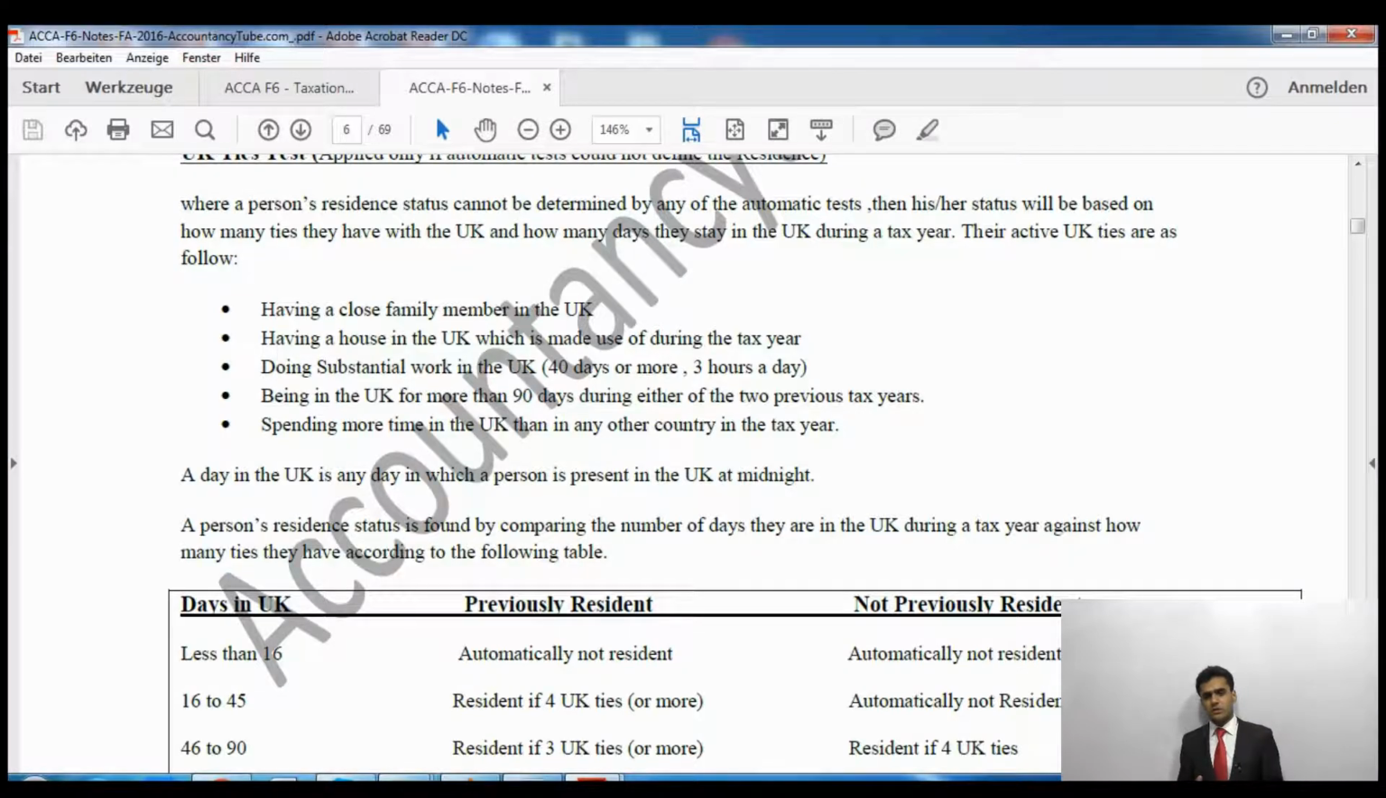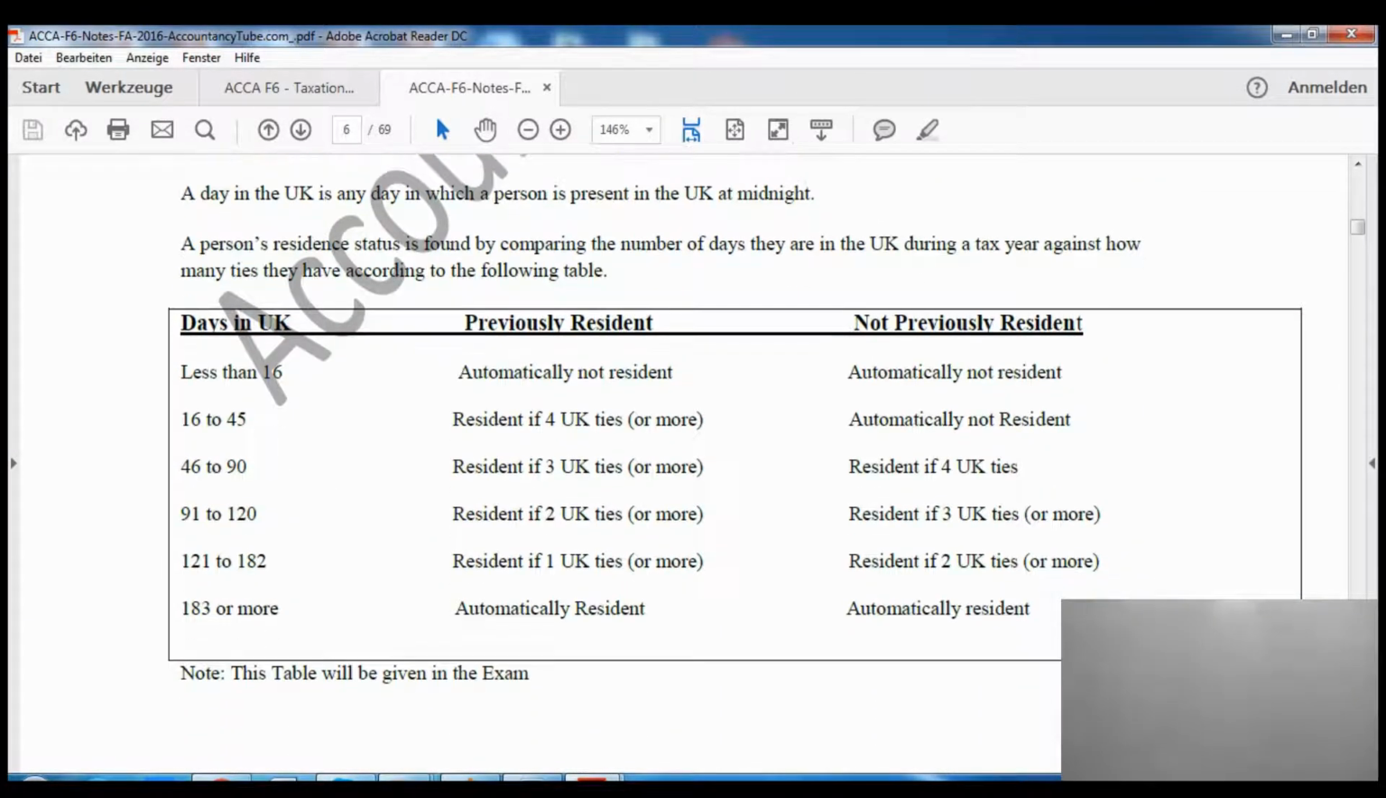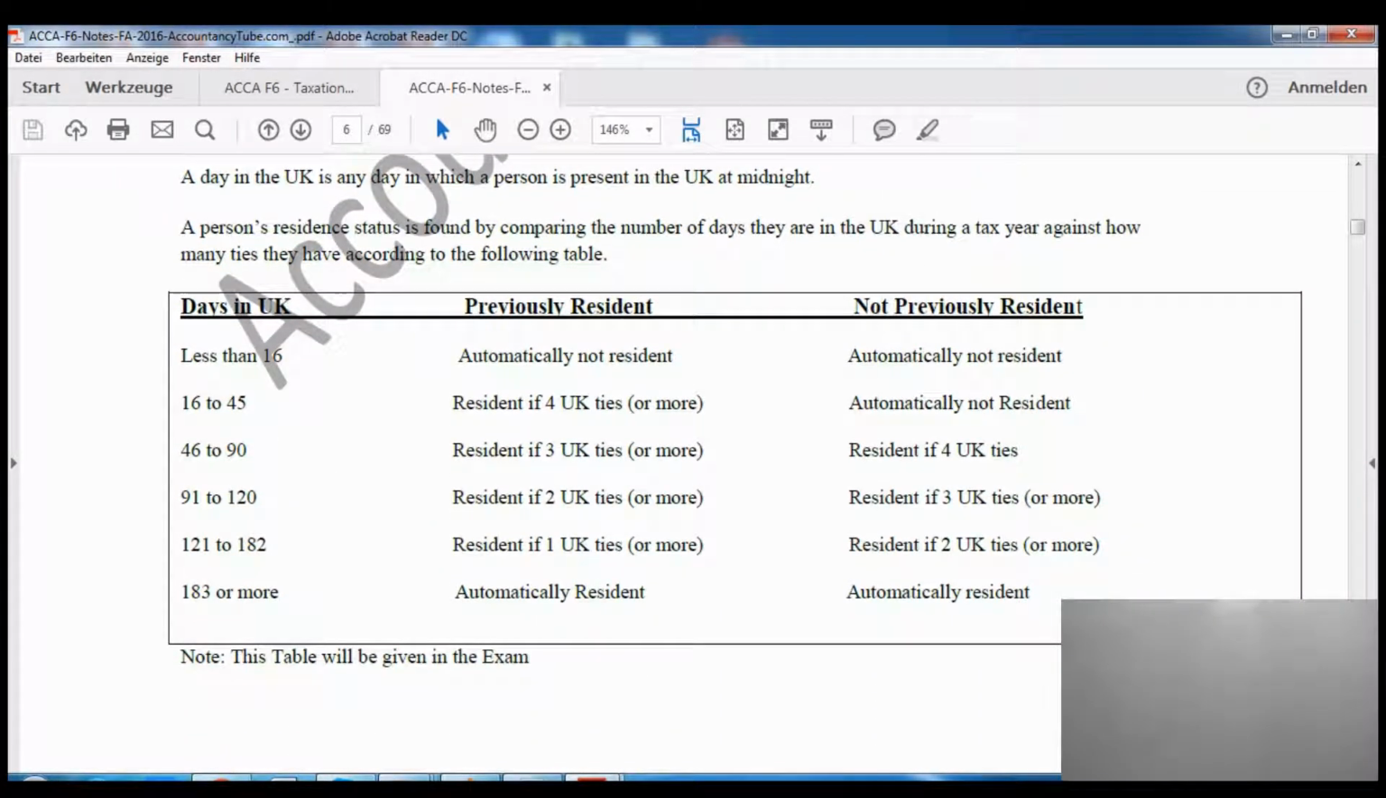These are very, very important as far as the exam is concerned, so you will definitely see one of these tests in the exam. Not only ties, but the residence test overall. Now although you will have to memorize these tests, these ties, what you do not need to memorize is the table beneath that. The table which you can see, which says days in the UK, previously resident, not previously resident. Now this table will be given to you in the exam, so you do not have to memorize this table.